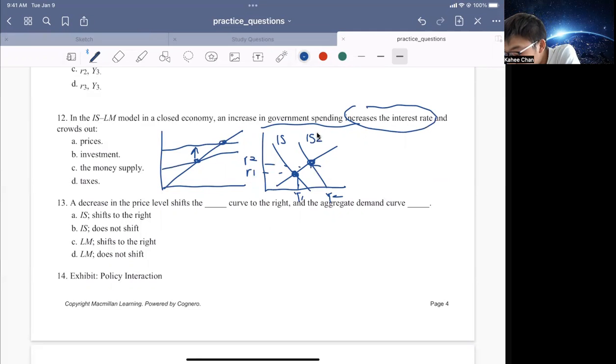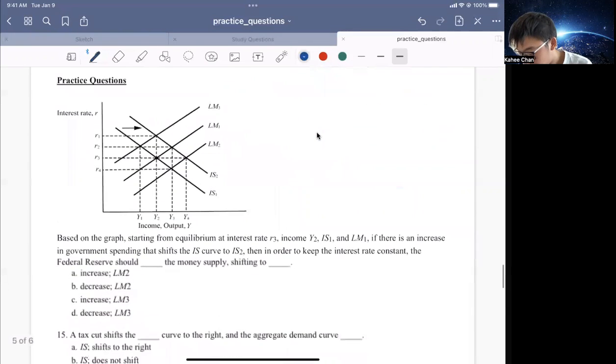And the question is now asking, what does it crowd out? When interest rate is increasing, think about the relationship between investment and interest rate. When there's an increase in interest rate, there must be a decrease in investment. So B is the answer. Okay, 14. Based on the graph, starting from equilibrium and interest rate R3, income Y2, IS1, and LM1.